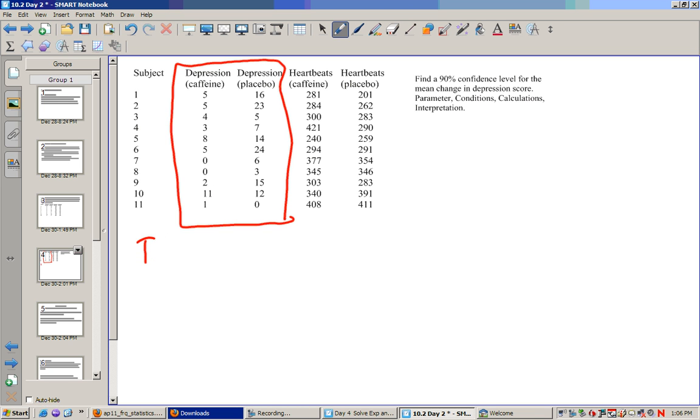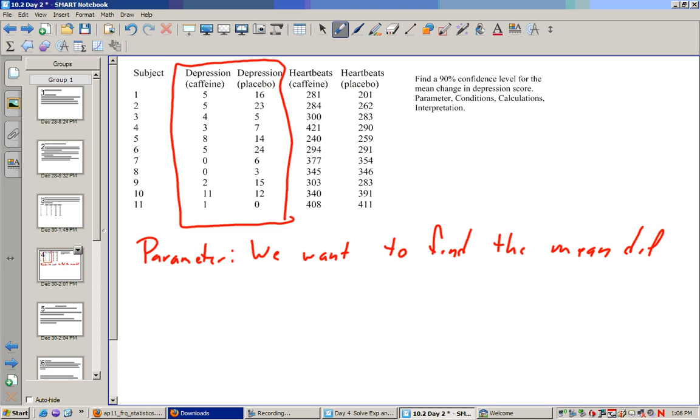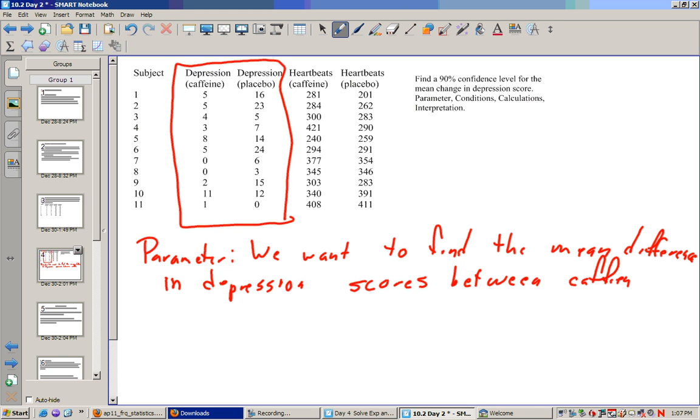So we're going to look at our parameter. And our parameter is we want to find the mean difference in depression scores between caffeine and placebo.